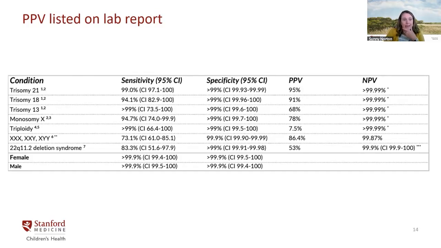You can see that the positive predictive values for sex chromosome anomalies is lower, in the 80% range. Triploidy, the positive predictive value is quite low, 7%. So pretty big range here.